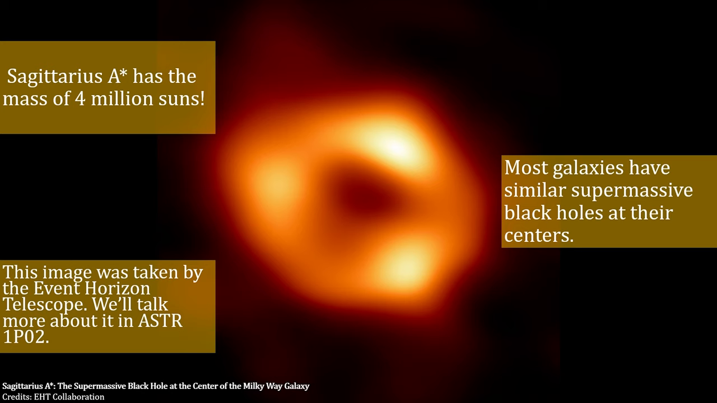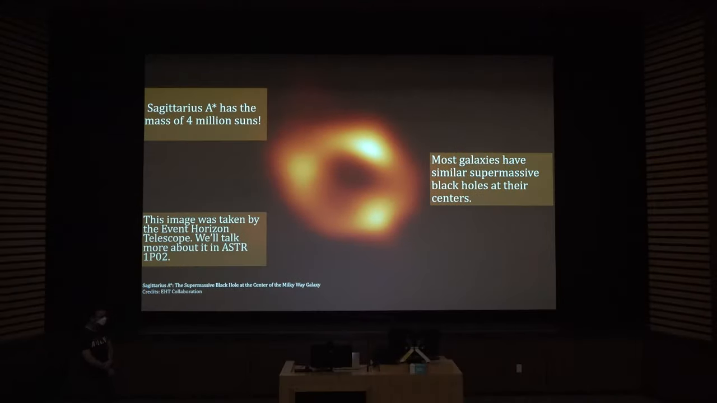Most galaxies have similar supermassive black holes at their centers. Now, this image was taken by the Event Horizon Telescope. And you're probably wondering, first of all, why is it so blurry? And why is it orange? Because it's supposed to be black, right? And you may be wondering how exactly we could get this image and so on. So if you are interested in that, I will talk about that when we talk about black holes in Astronomy 1PO2.